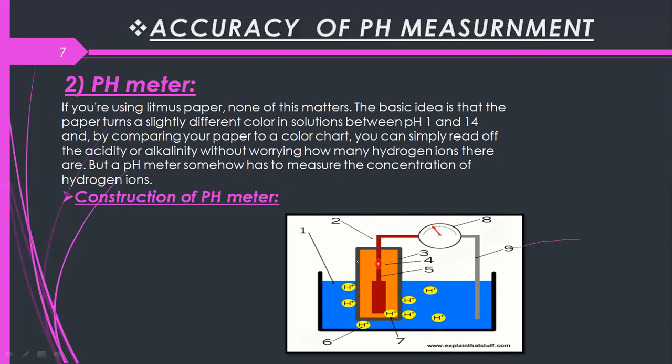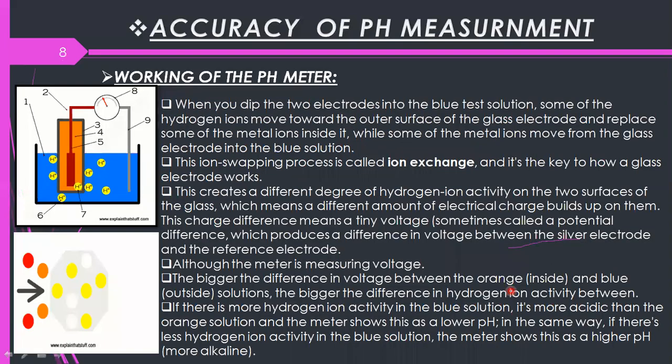The construction of the pH meter. In a pH meter, there are two electrodes. The first is the reference electrode and the other is the glass electrode. We will dip the electrodes in a solution whose pH value has to be found. And here is a voltmeter or a meter from which we determine the potential difference that is created between these two electrodes.